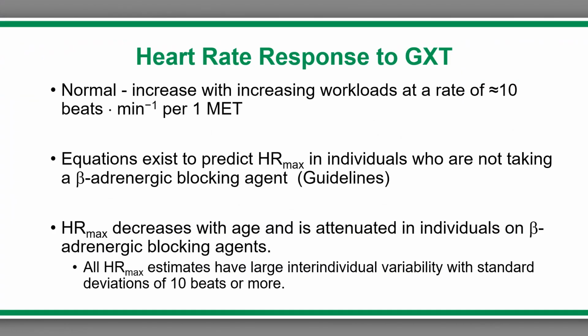So remember, our heart rate response should be about 10 beats per minute per MET, and when we know that somebody is on a beta blocker, they're going to have a lower blood pressure response. We also know that we're not going to get our 10 millimeters per MET increase, which means it's blunted.